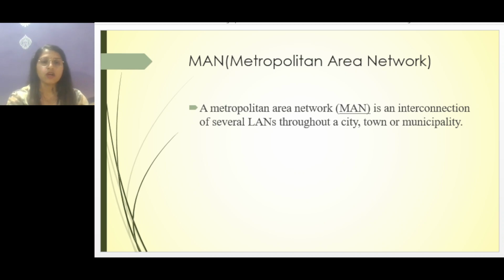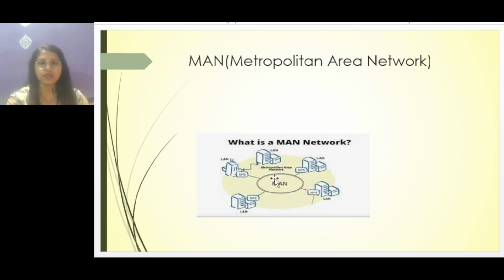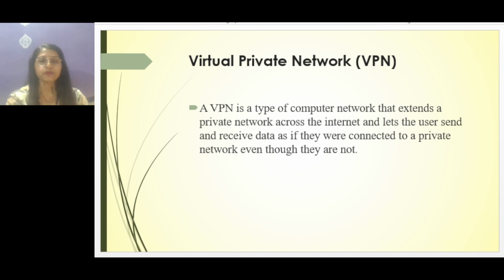It can be used in a city for connecting various banks. So that is the MAN, the Metropolitan Area Network. It is an interconnection of several LANs throughout the city. The major benefits are an efficient networking standard, high connectivity, and municipal coverage, or you can say stretching network connectivity by some kilometers.